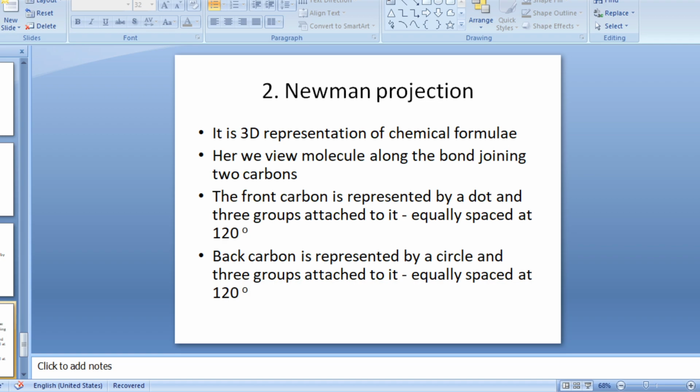Here also the front carbon is represented by a dot, and 3 groups will be equally spaced at 120 degrees, and the back carbon will be represented by a circle. This you should keep in mind. Front carbon is a dot and back carbon is a circle, and the 3 groups attached will be at equal spaces of 120 degrees. If you see 1 or 2 cases, you can easily understand that. Okay, let us see that.